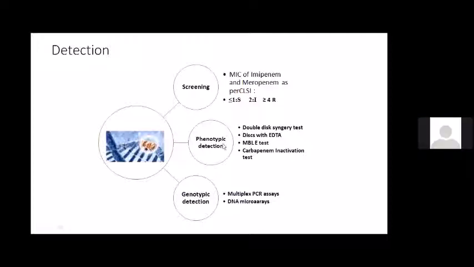For that, we can do phenotypic methods and genotypic methods. Phenotypic methods include the double disc synergy test, EDTA MBL test, and carbapenem inactivation test. These can be done easily in the lab. More commonly these days we are doing genotypic detection, which can detect the resistance genes, because phenotypic methods can miss some of the genes, since some genes are not expressed all the time.